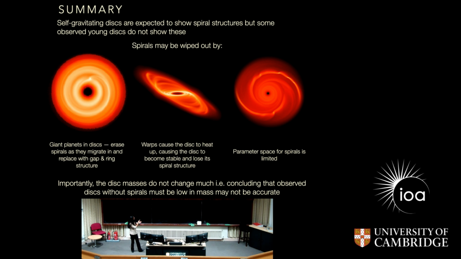So very quickly to point out, especially with the first two and a little bit with the third one, the disk masses don't change too much. Now, that's really important, because when our observational colleagues go out and look at disks, if they say, well, this disk doesn't have spiral structures, so it can't be very massive, that may not necessarily be the case. It might be that there's something else going on in the disk that is causing those spiral structures to be wiped out.